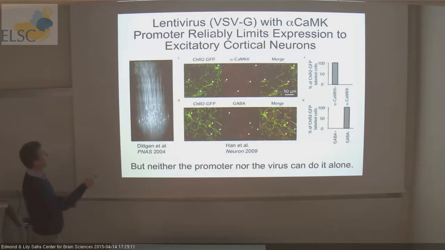So that virus that was used is pseudotyped with the glycoprotein G from vesicular stomatitis virus. Okay? And they used the alpha CaM kinase promoter because there have been transgenic mice made with that promoter, and alpha CaM kinase is only in excitatory cells. And it turned out that this virus with the alpha CaM kinase promoter would only express in excitatory neurons.